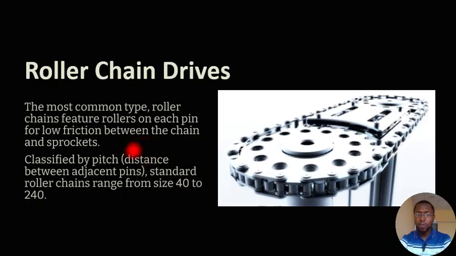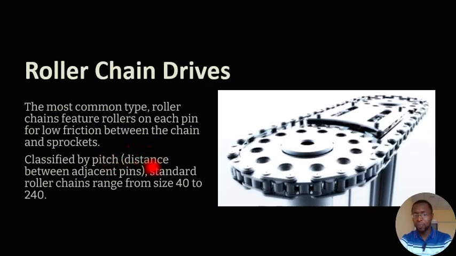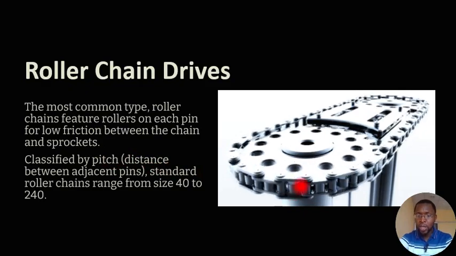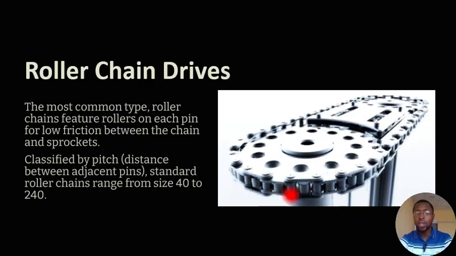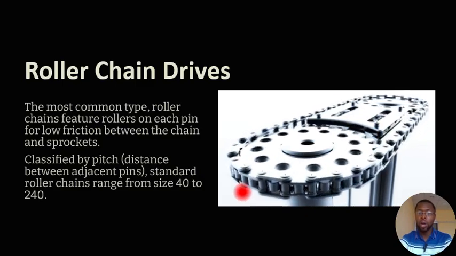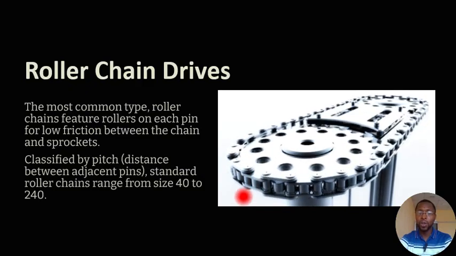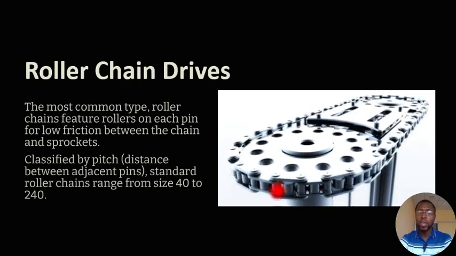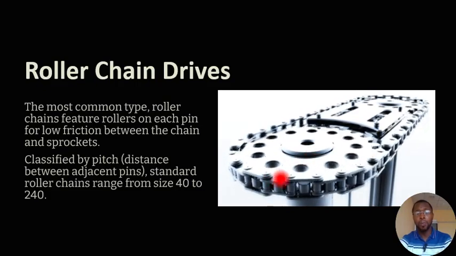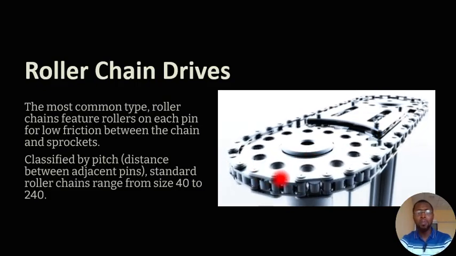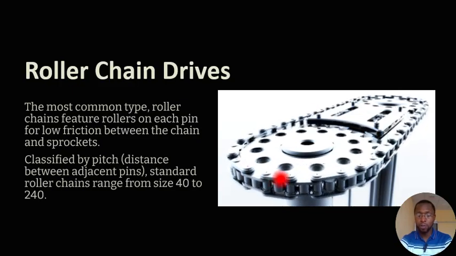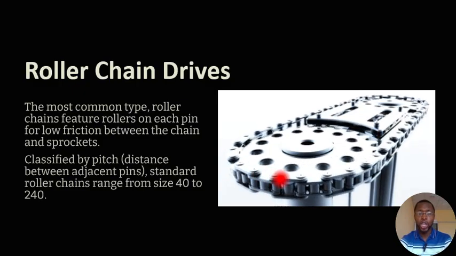Now, the roller chain features a roller on each pin. The pin connecting the sprocket reduces friction. All right, because when something is rolling, friction is reduced. And when friction is reduced, the power is transmitted more. No friction opposes motion. That's one good thing, and that's what makes the chain drive far better than that of the belt drive. So the first one is called the roller chain drive.